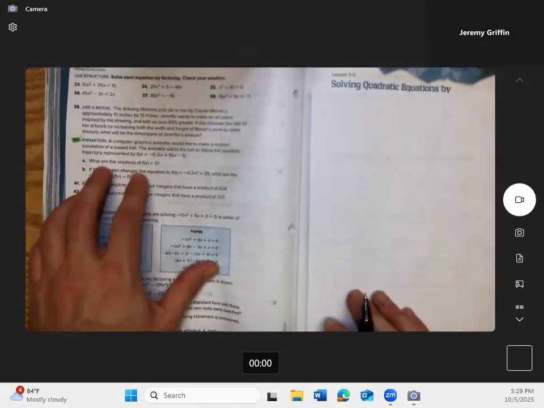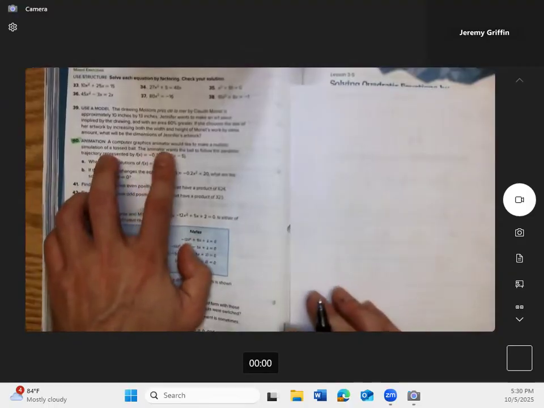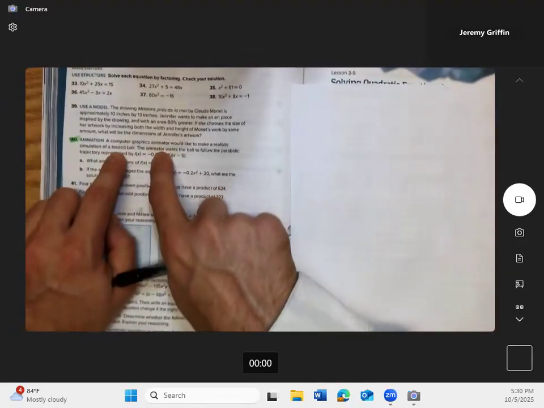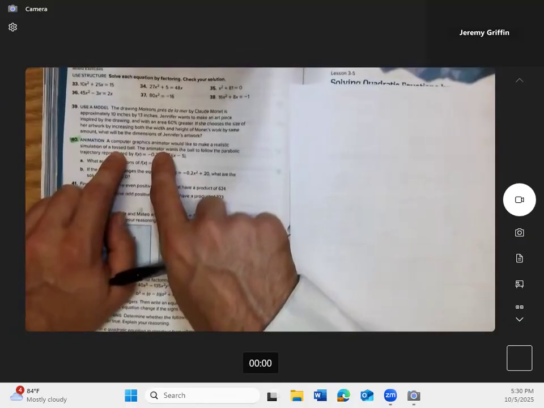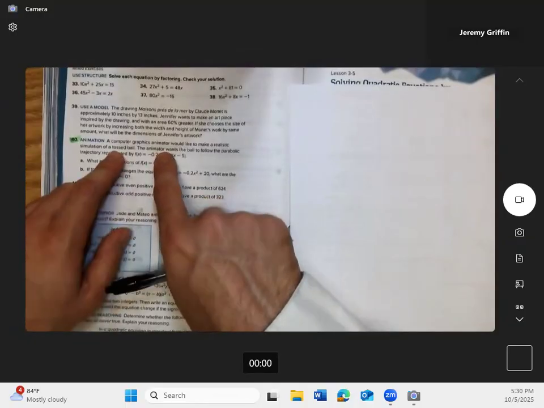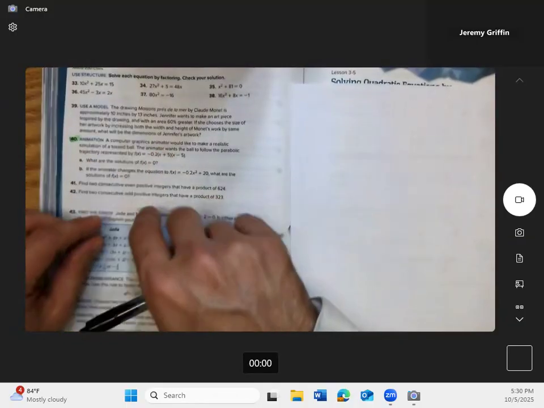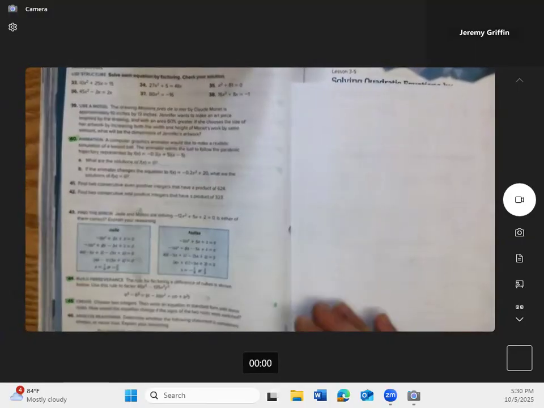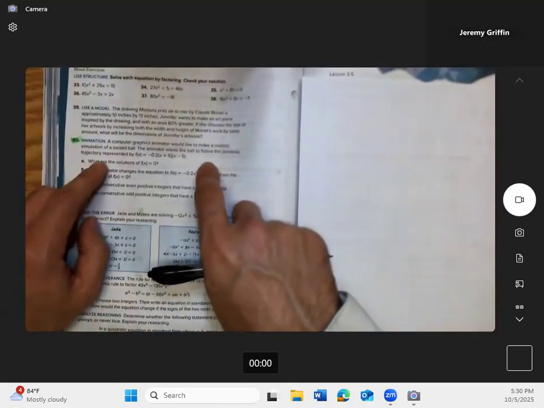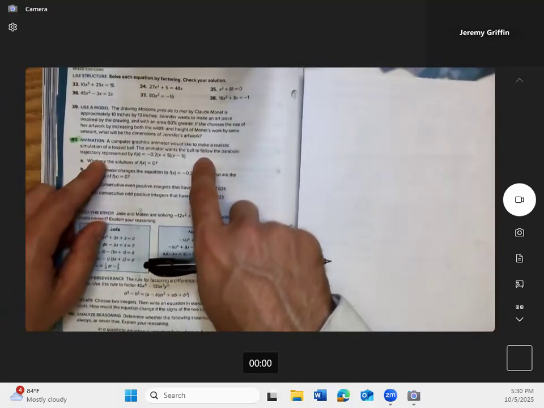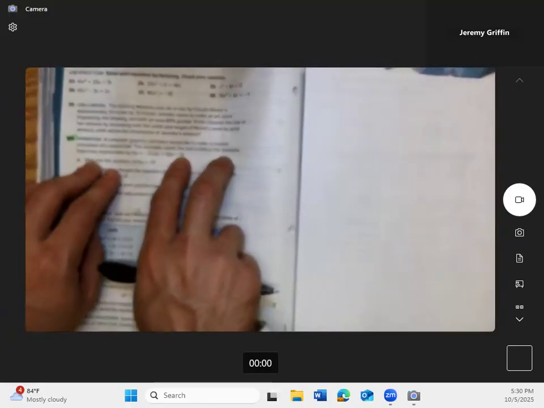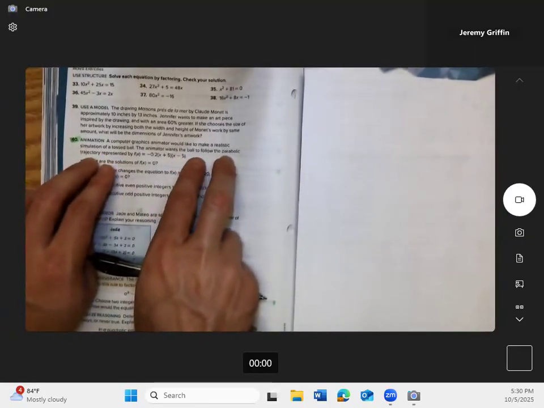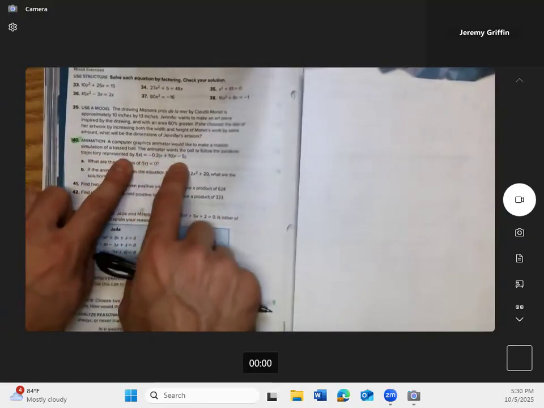Number 40, animation. A computer graphics animator would like to make a realistic simulation of a tossed ball. Of course, I saw this one. It's like, oh yeah, there's physics, there's an art connection here. If you're a graphics designer one day, you're animating something, you want to make your animation look believable. And for that, I should do some physics and some math, right? And some quadratics, so that the audience seeing your picture is like, oh yeah, I'm totally immersed in the story now.